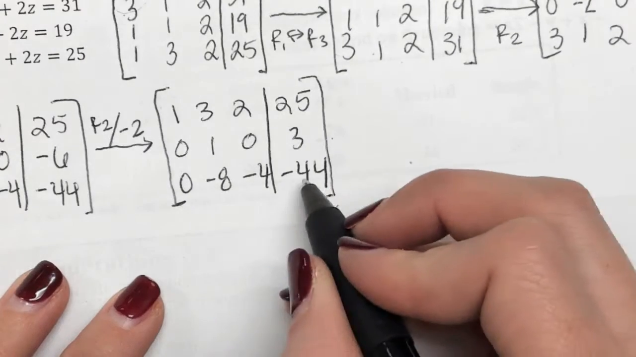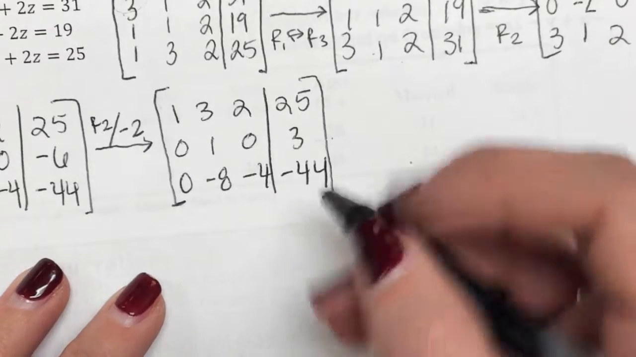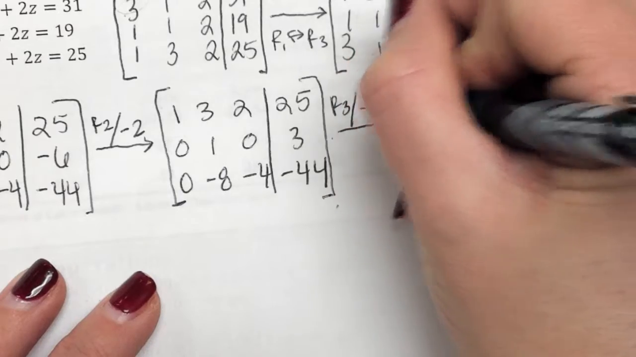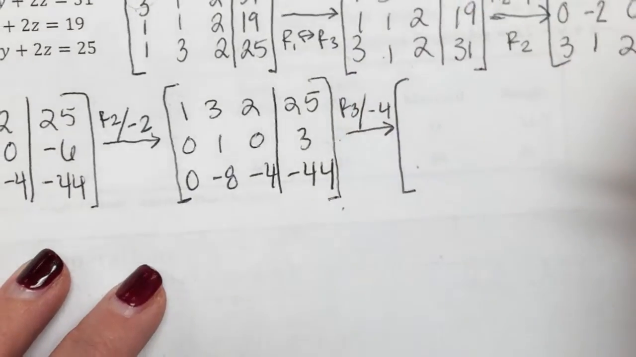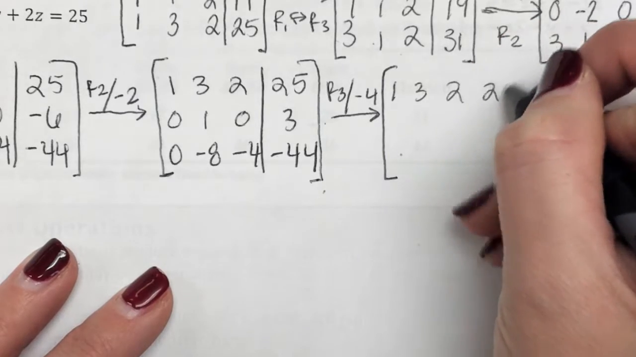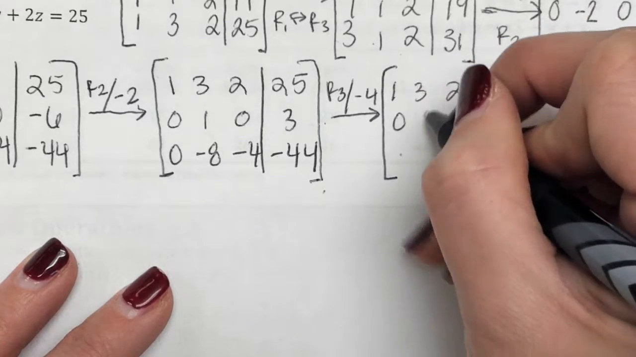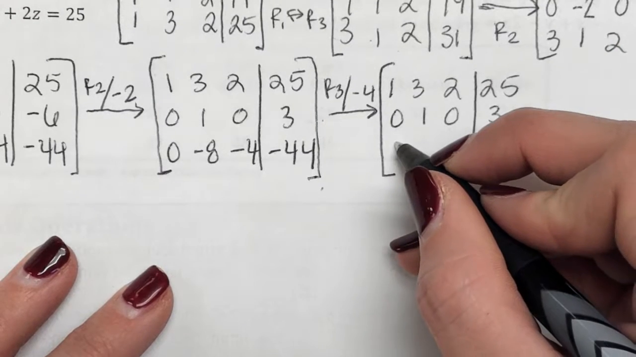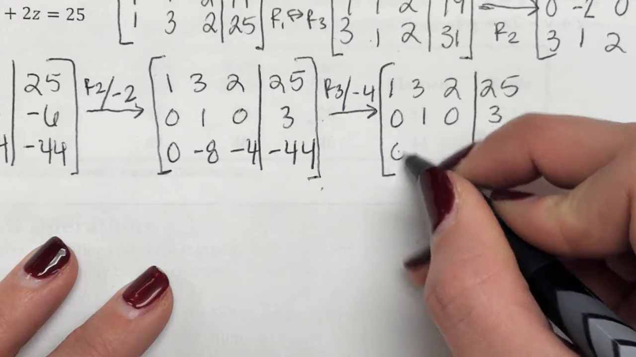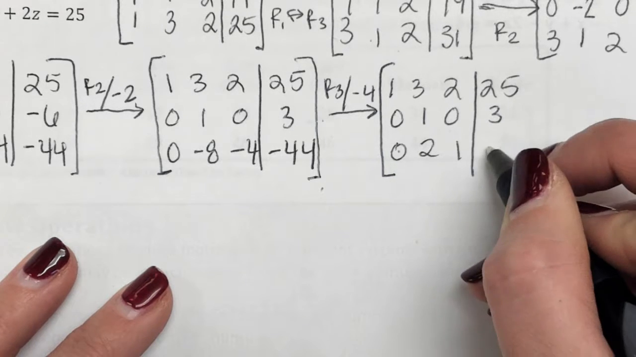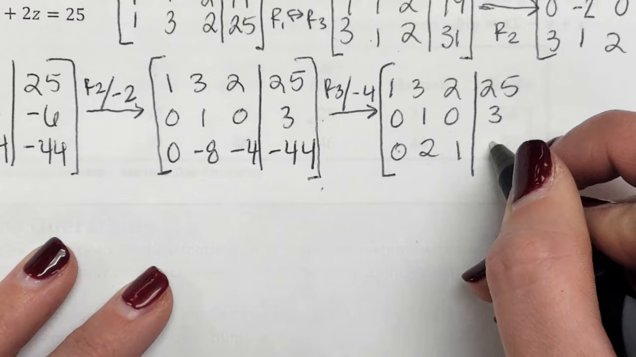Should we do negative 4? So we could divide everything by negative 4, make these numbers smaller. So row 3 divided by negative 4. Leave row 1 and row 2 the same then. So this last row would be what? 0. Good. And 11. Good.